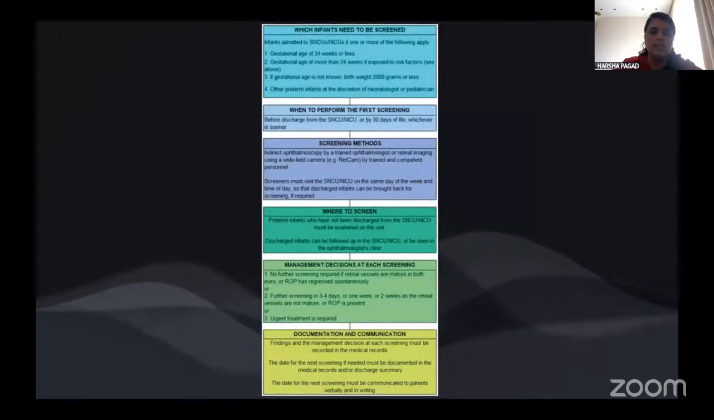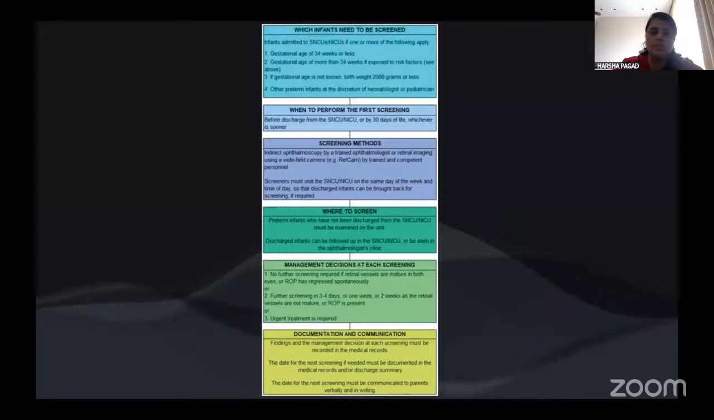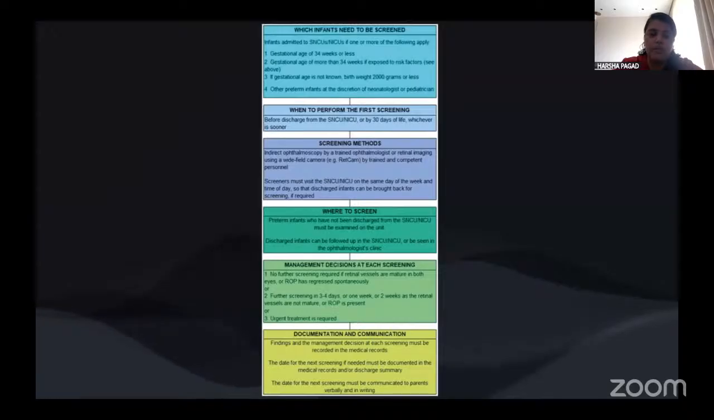Yes, so this is a chart which shows again which are the kids who need to be screened. So I have already enumerated. Then when do we perform the first screening? Before discharge from the NICU, or by 30 days of life, or 3 weeks is what we follow. Screening is usually done by a trained ophthalmologist in the NICU or even in the OPD if the child is stable, with the indirect ophthalmoscope. Nowadays, with the coming of wide-angle cameras, we are using a very non-invasive method, where even without using a speculum or IDO, we can document the retinopathy of prematurity.